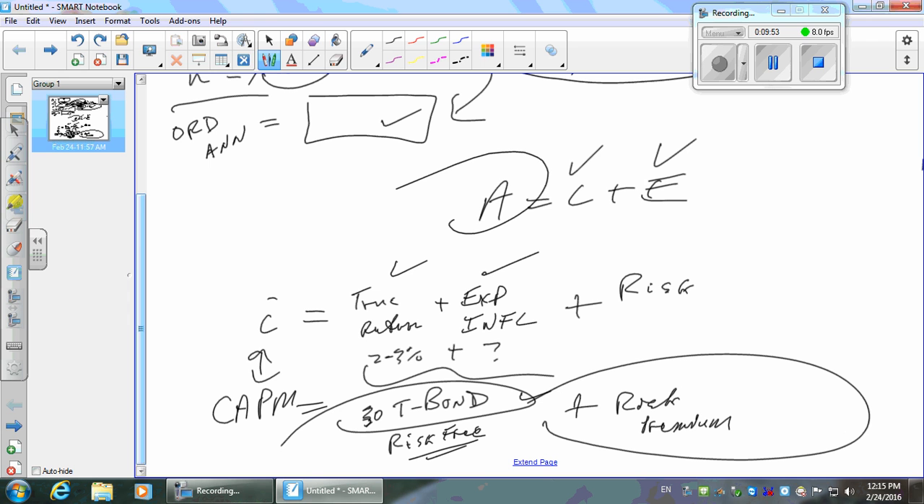What should the interest rate be? And guess what? It's risk-free plus a risk premium. It's always risk-free plus a risk premium. Does risk-free ever change? The true return never changes. It's always 2 to 3, we assume. That's the rent of your money. But does expected inflation go up and down? Sure. Right now it's real low.